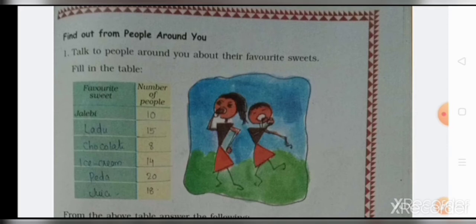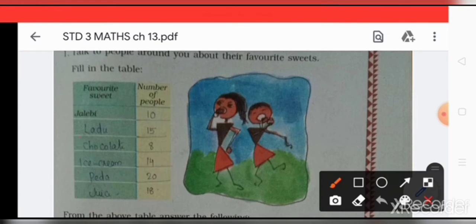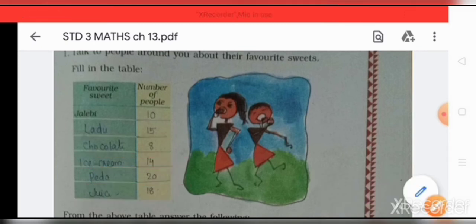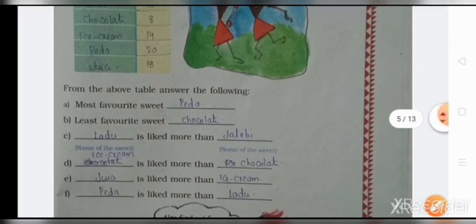Fill in the table. Favorite sweets. Jalebi, number of people 10. Laddu, number of people 15. Chocolate, number of people 8. Ice cream, number of people 14. Peda, number of people 20. Juice, number of people 18. From the above table, answer the following.